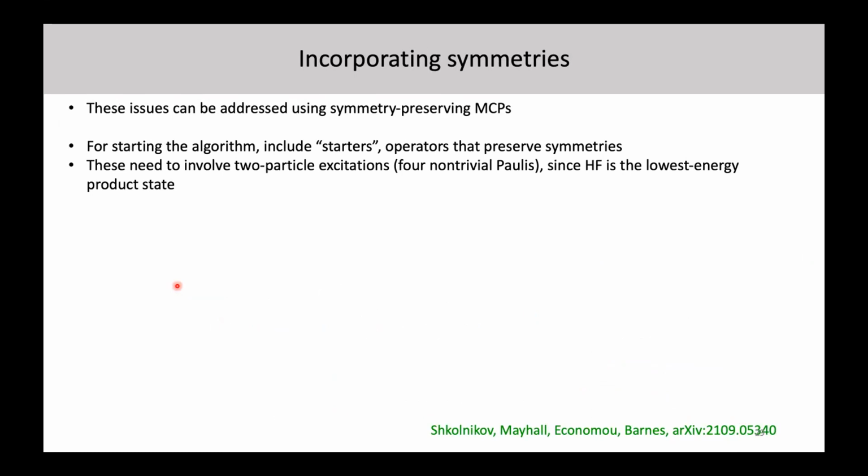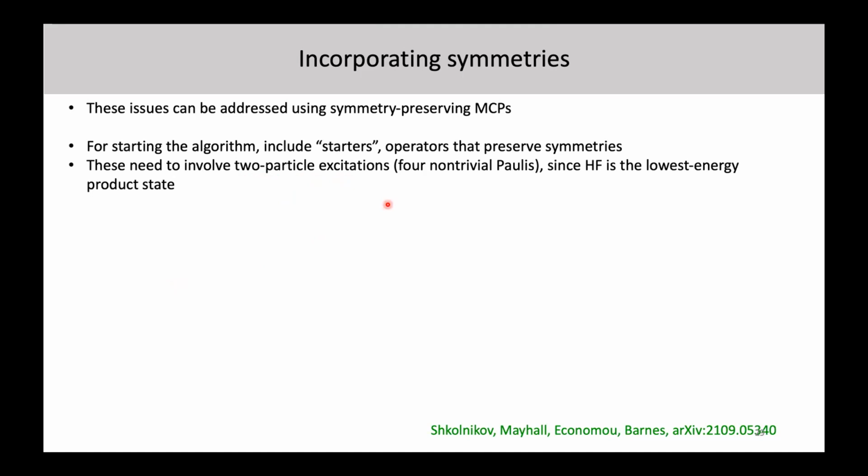In the case of getting the algorithm to start, an additional consideration that has to be taken into account is we need to use two particle excitations in particular because Hartree-Fock is the lowest energy product state. So if we try to use single particle excitations on top of that, they're not going to be selected by the gradient criterion. So we need to have at least some two particle excitations in our pool to guarantee that ADAPT can take us away from Hartree-Fock.